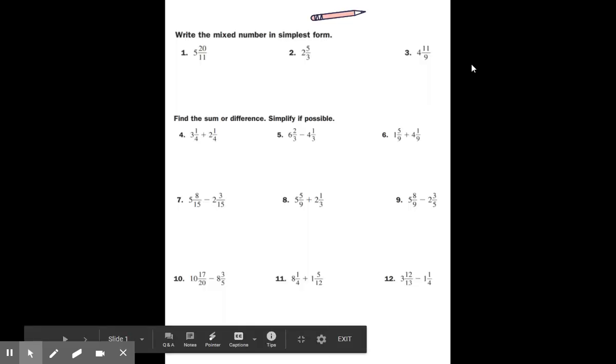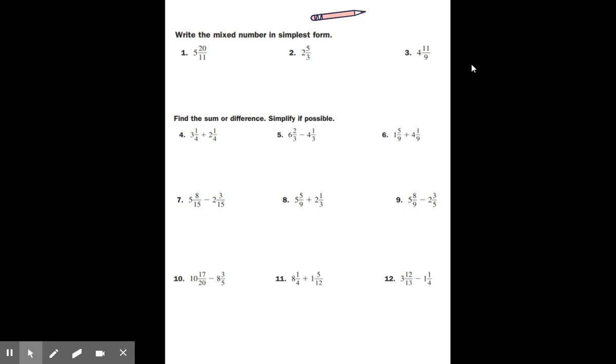Okay, so if you have your notes open, you can see that adding and subtracting mixed numbers is very, very similar to adding and subtracting regular fractions. The thing that you don't have to do when you add and subtract mixed numbers is change them into improper fractions. The rule for multiplying and dividing fractions is to change them into improper fractions. We do not have to do that when we are adding and subtracting fractions. So get your notes out for me, please. Okay?